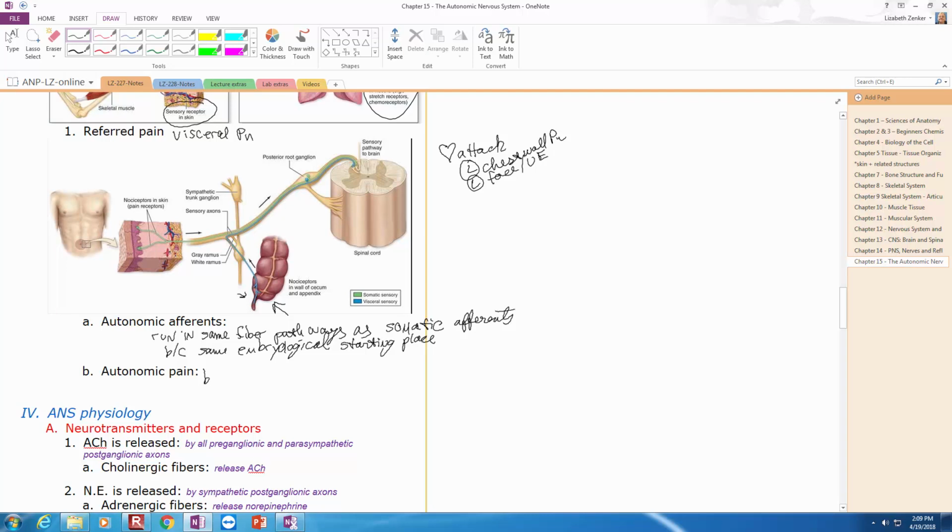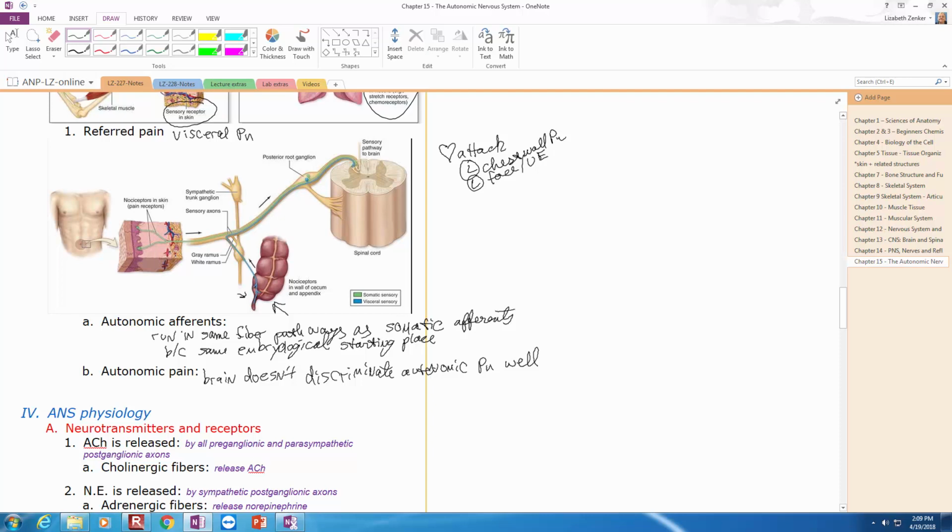So the brain doesn't discriminate autonomic pain well. This pen is driving me nuts because it's not set up right on the screen. I apologize. So it does not discriminate autonomic pain well.